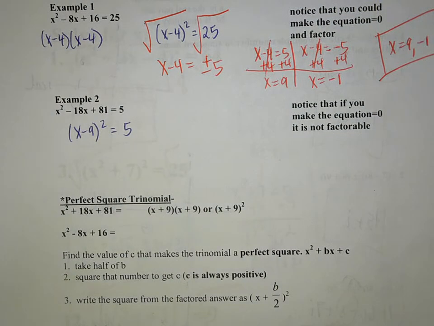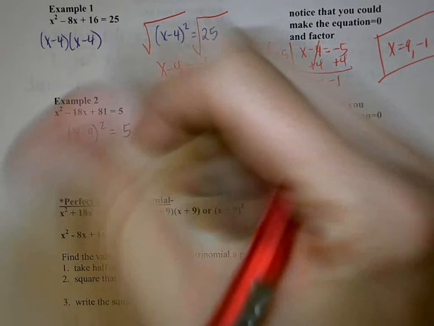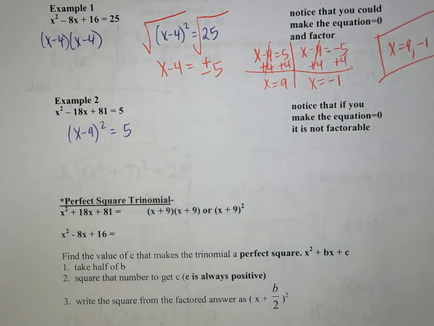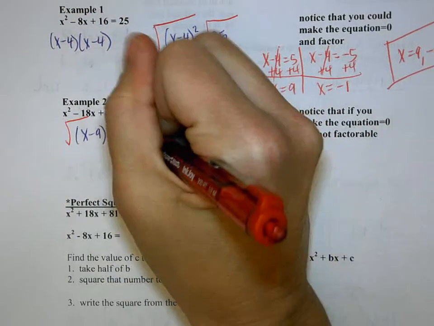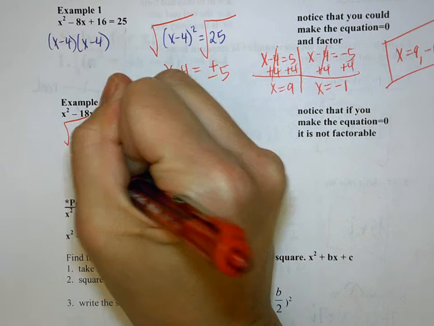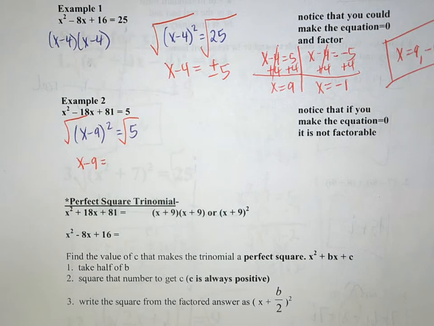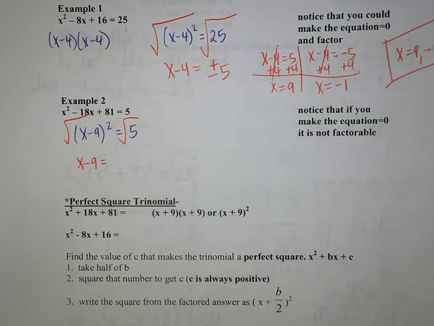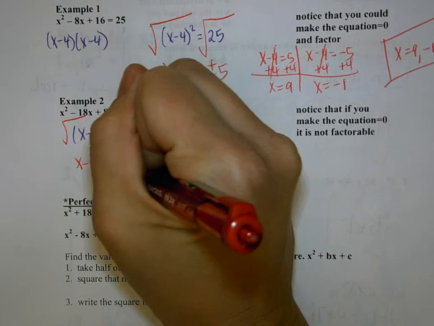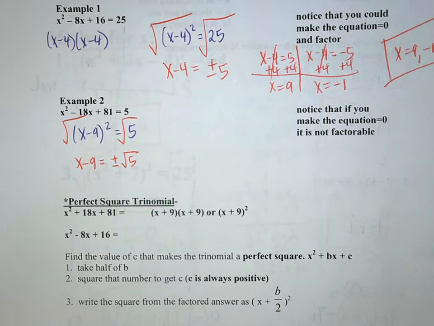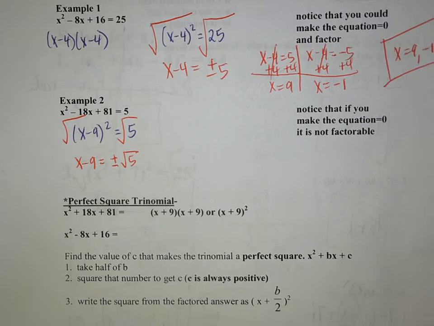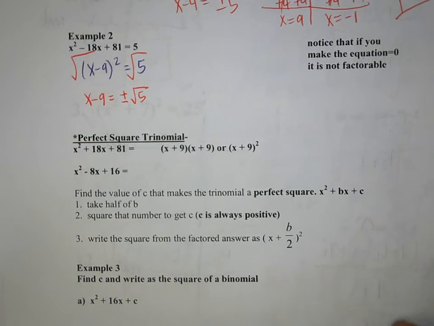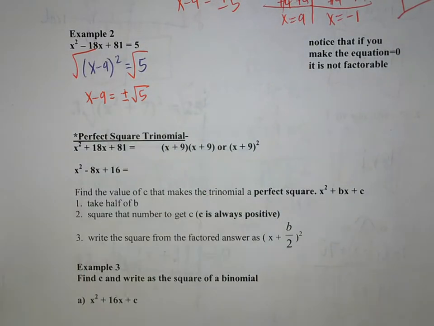Are we good? Okay, so what's your next step here? Good, take the square root of both sides. Now, so we get x minus 9 equals what? Good. Positive or negative square root 5. Because can I break 5 down and get a pair and bring it out? No. So is there any point in setting this into two separate equations? No, because I'm not going to be able to combine anything together, right?